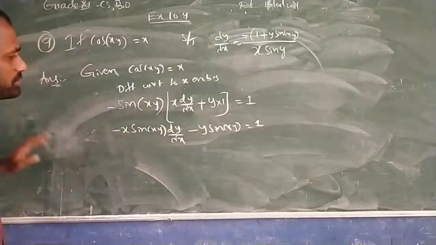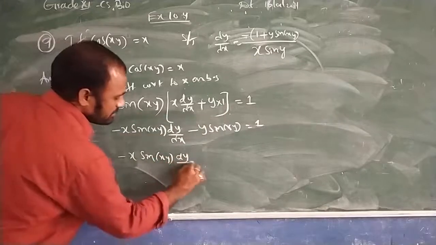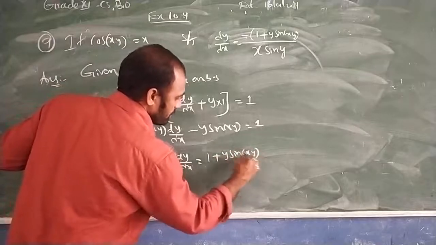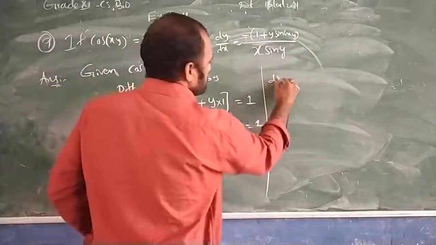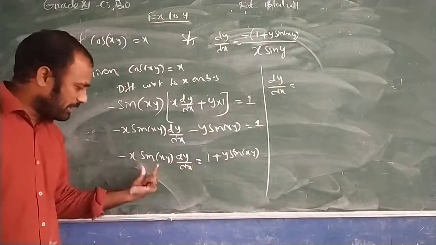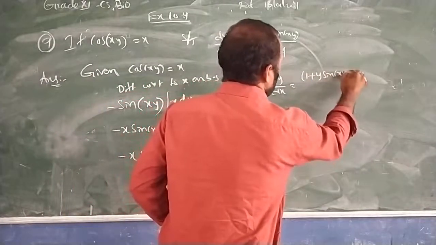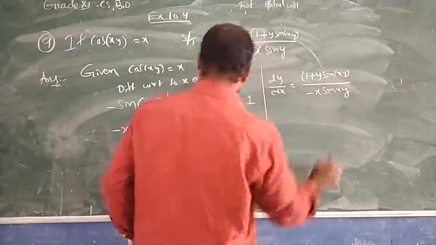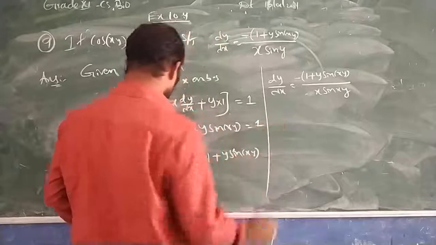So let me transpose this to that side. So it is minus x sin xy dy by dx equals 1 plus y sin of xy. So this total will transpose to the other side, so that we get dy by dx. So dy by dx is equal to, since it is in multiplication with dy by dx, it will be transposed into division. So that is (1 plus y sin of xy) divided by (minus x sin xy). Since there is a minus symbol, we will transpose that also. It can be written as minus (1 plus y sin xy) divided by x sin xy.